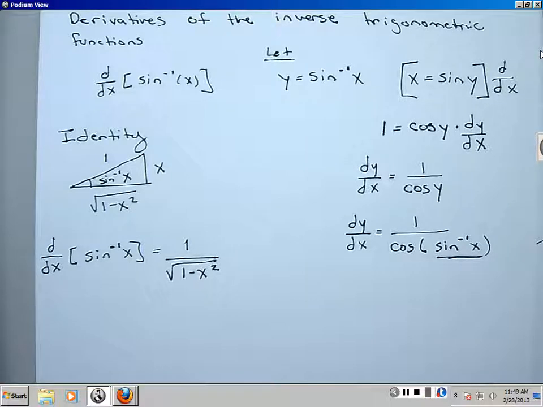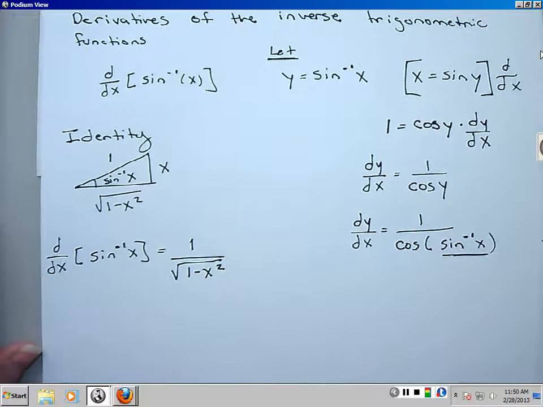Okay? So since I have the relationship, if I take sine of sine inverse of x, I have to get x. So I know this is x over 1, and then I can find this missing piece by doing Pythagorean's theorem. So I get this identity. So when I want to find the derivative of the inverse, that's 1 over cosine of the angle. So cosine of the angle is the square root of 1 minus x squared over 1. So I get 1 over that. Cosine, secant, tangent, cosecant, and cotangent all can be done in the same manner.